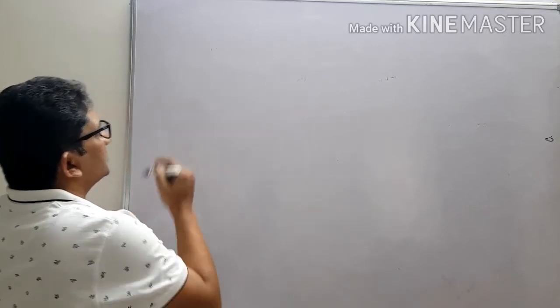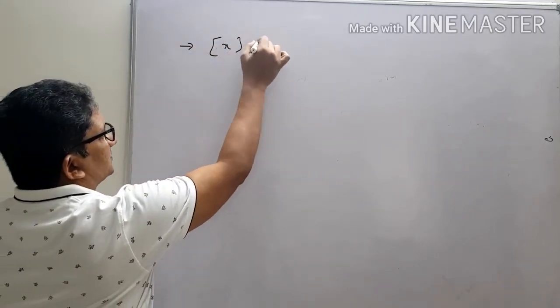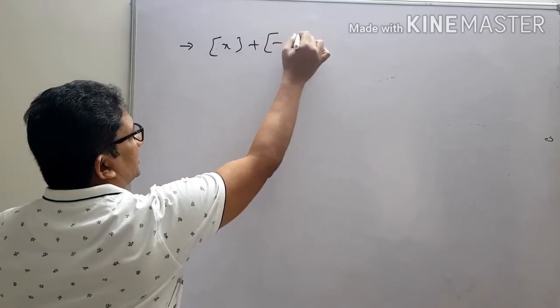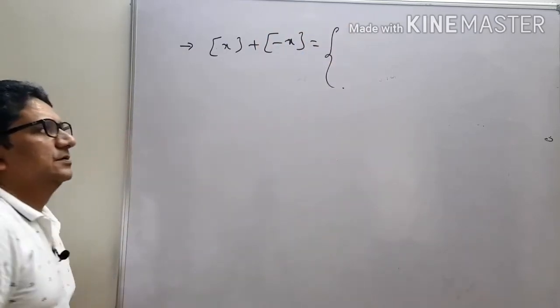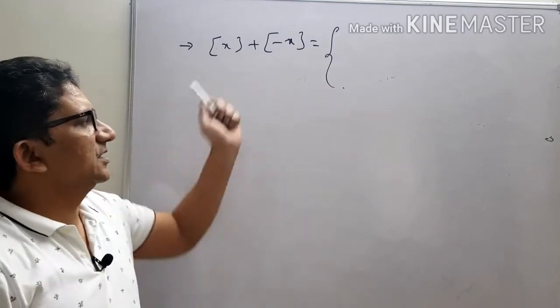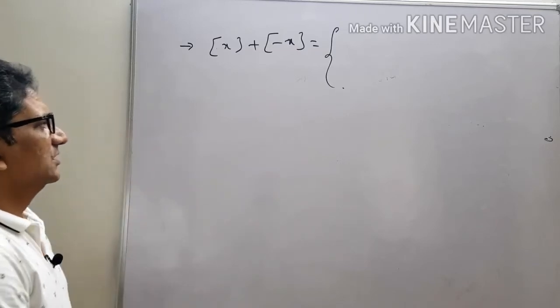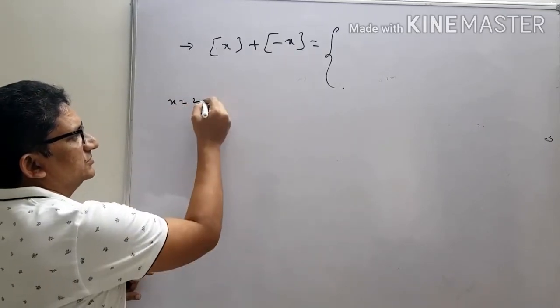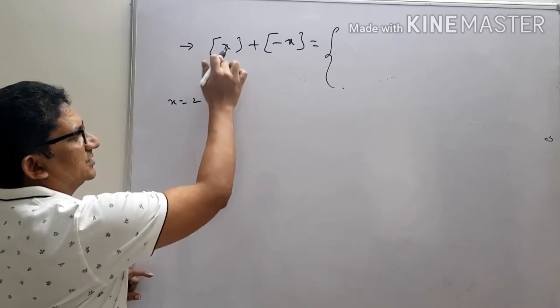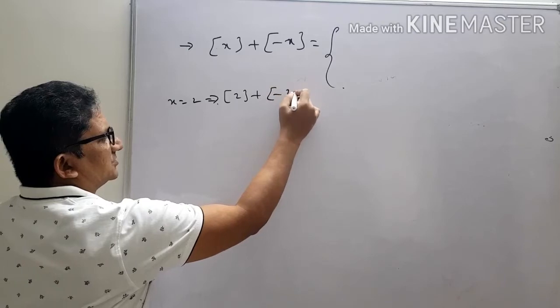The next property is: step x plus step of minus x is equal to how much? We can check this with the help of an example. If x equals an integer, suppose x equals 2, then we get step of 2 plus step of minus 2.